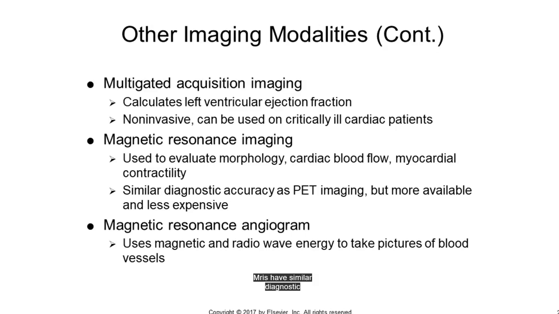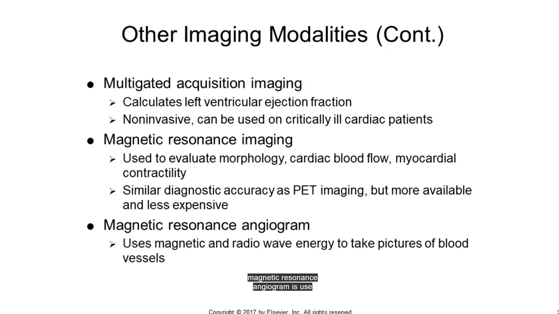MRIs have similar diagnostic accuracies to PET scans, but are less expensive and more available, but are used in limited fashion as echocardiography and nuclear scans are more familiar and practiced. They can be used to evaluate heart morphology, blood flow, and contractility, however.